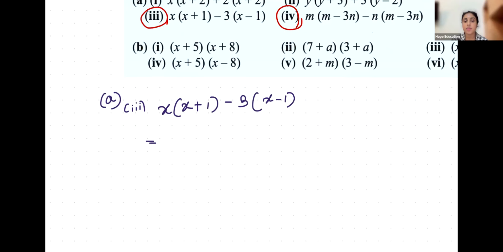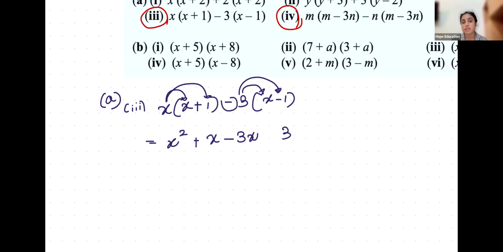So x times x means x squared. x times 1 is 1x, so you can just write x. Minus 3 times x is 3x. Here minus, here there is plus. Minus times plus is minus. Then minus 3 times 1 is 3. Minus times minus is plus.